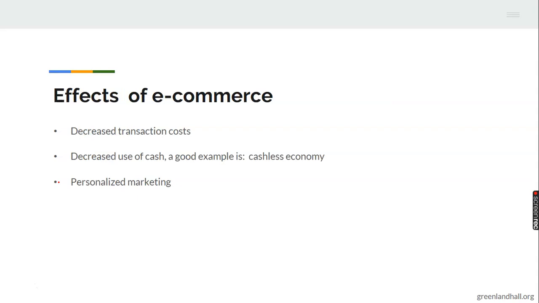What are the effects of e-commerce to us as individuals and as a people? 1, the first effect of e-commerce is that it has helped in decreasing the cost of transactions. That is, the cost that is incurred in embarking on a single transaction has been reduced drastically as a result of e-commerce.